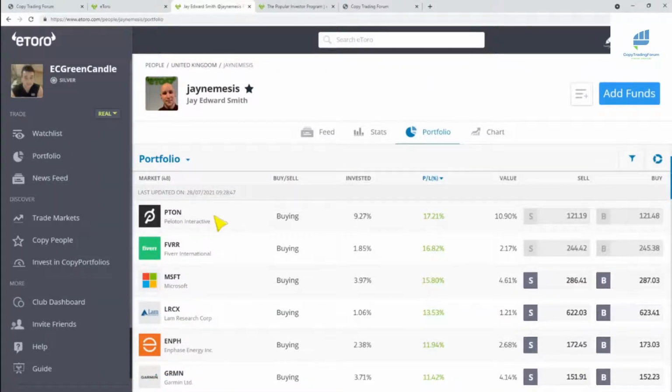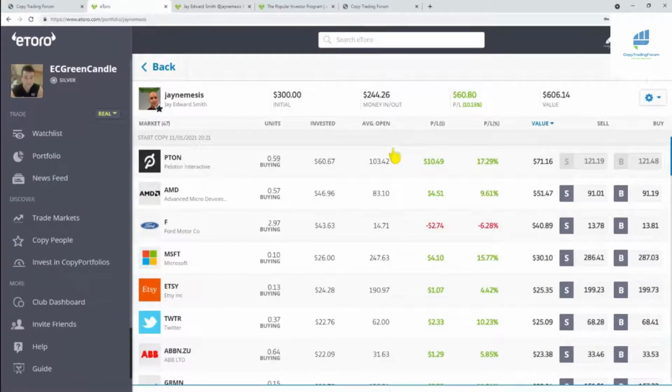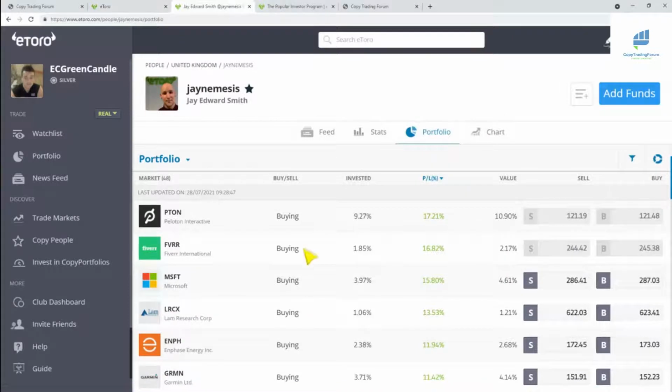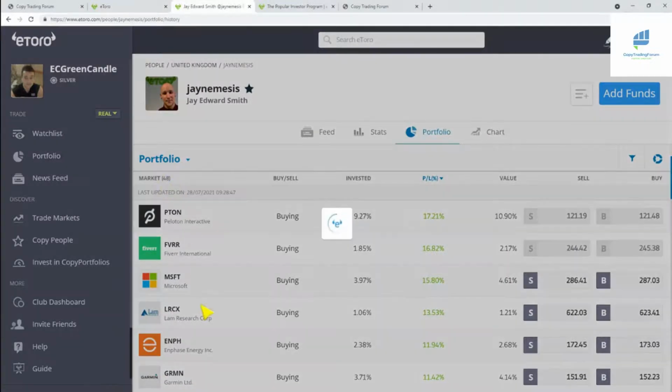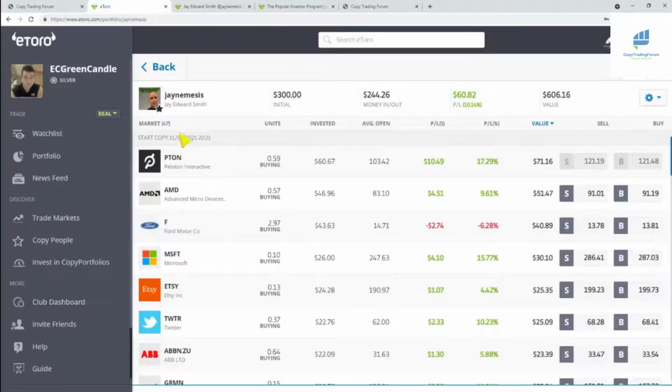So when he buys a stock, I buy a stock with the same percentage of the total investment. So he's done 9.227% of his total investment, and then I will invest 9.27% of my $600 invested in JNMS at the moment. So you can see that easily. So when he trades, I trade, and when he sells stocks, I sell stocks. Exactly the same. So it matches up.